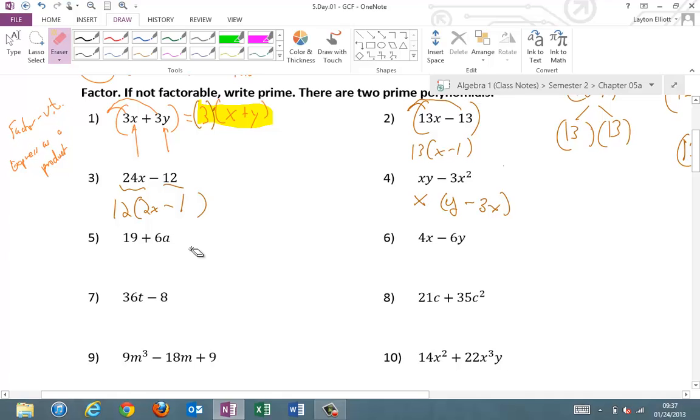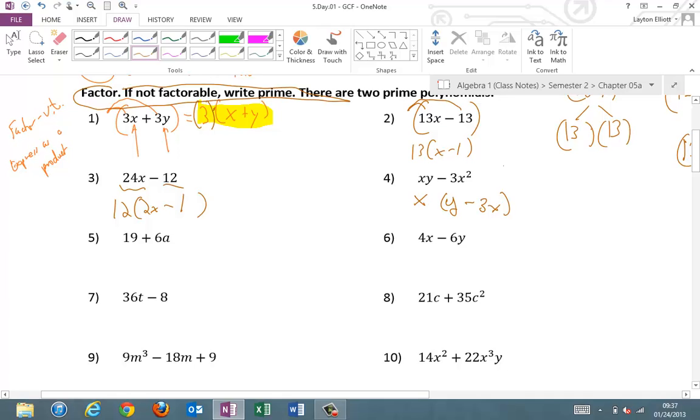I know that when you learn prime numbers, you learn that it's a number that can't be expressed as a product of anything except for itself and 1. Right. That's what 19 is. So if you look at the directions at the top, it says, if not factorable, write prime. And then it follows and says that there are 2 prime polynomials.